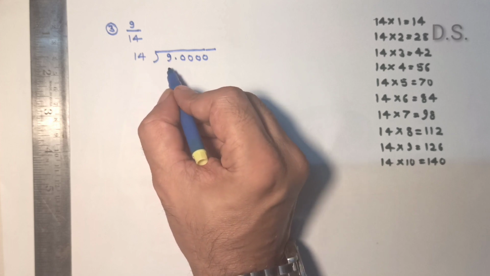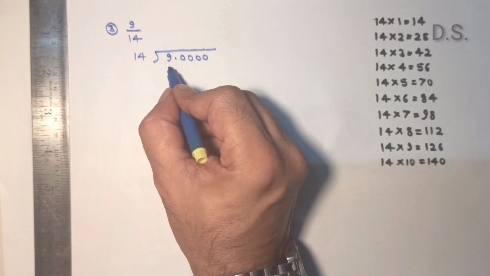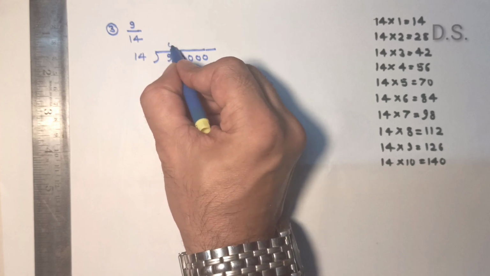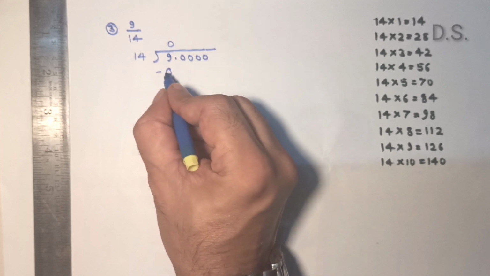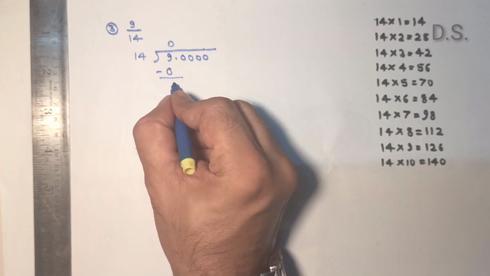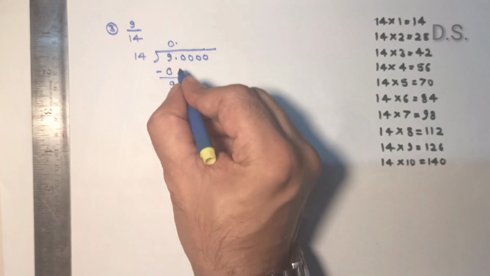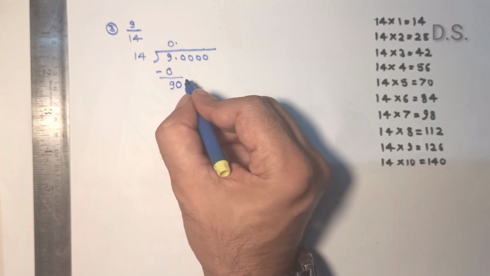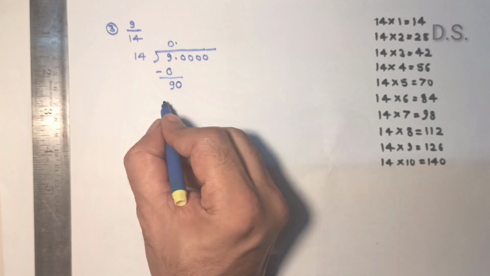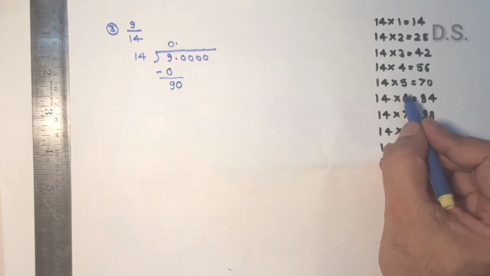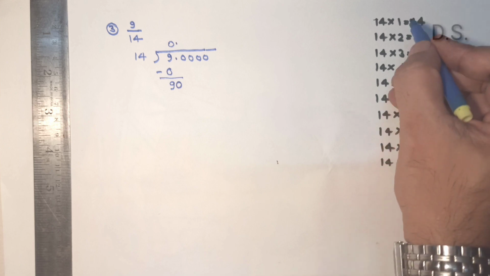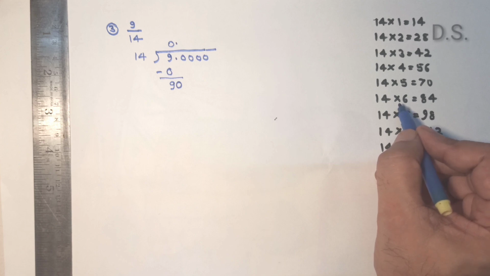Look at this. Again, you can't divide 9 by 14, so 0 times, and 9 minus 0 will give you 9. Put the decimal point, and that's why it becomes 90. For simplicity, I have written the table here. If you know the table, if you have learned the table by heart, you can do it very fast. If not, then write the table and try to divide.